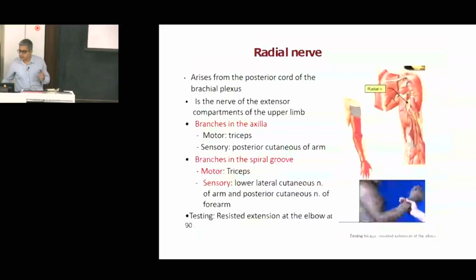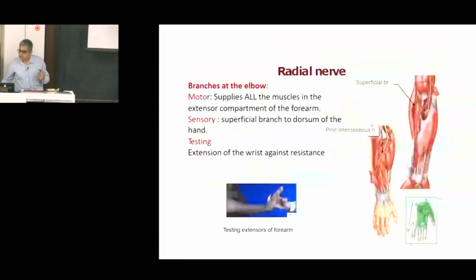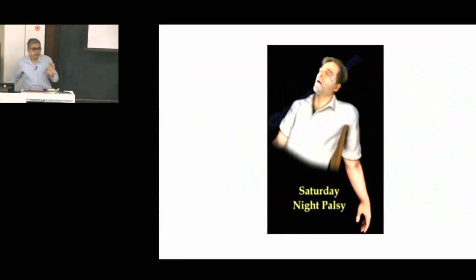Then radial nerve already covered. One thing I would just say, Saturday night palsy. Saturday night palsy means the person sleeps on this, in the spiral groove, and the radial nerve is compressed. So it depends on the level of injury. Wrist drop will not occur if the injury is in the forearm, because the long extensor, extensor carpi radialis longus, is preserved. So there is only weakening of extension.